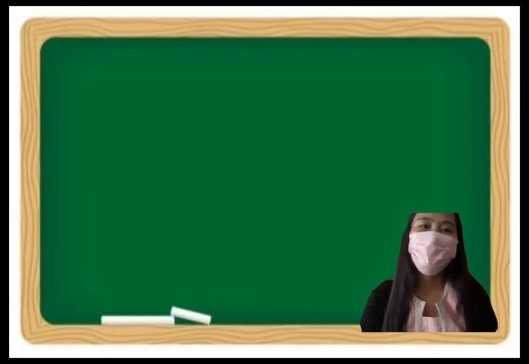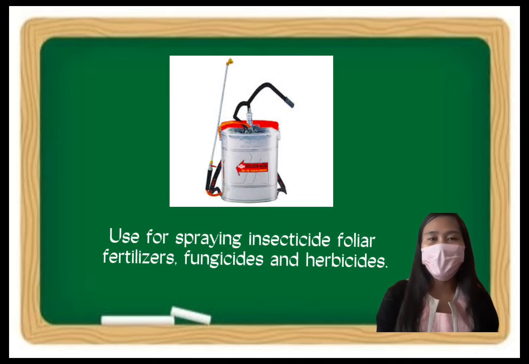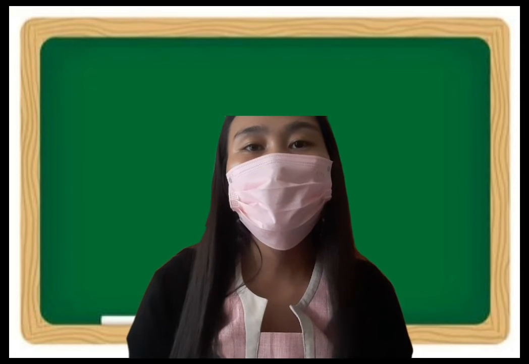Number 4 is sprayer. A sprayer is used for spraying insecticides, foliar fertilizers, fungicides, and herbicides. Why is it important that farmers and agricultural workers be aware of the hazards associated with farm equipment? It is important because by using safety procedures, workers can prevent injury.